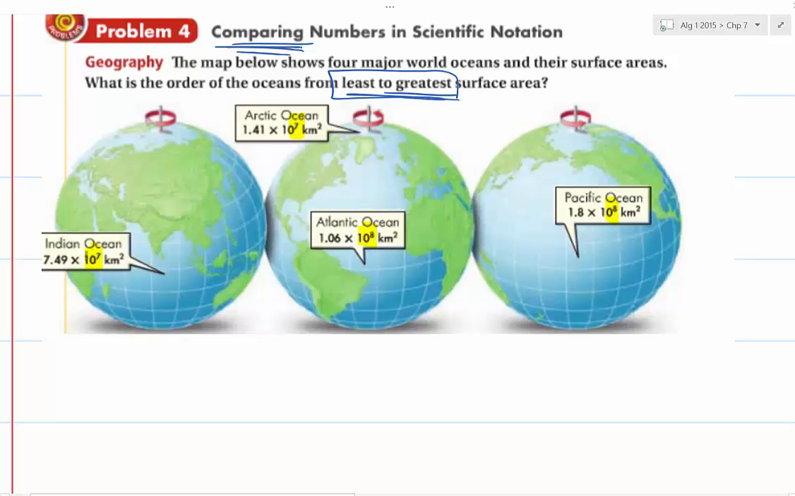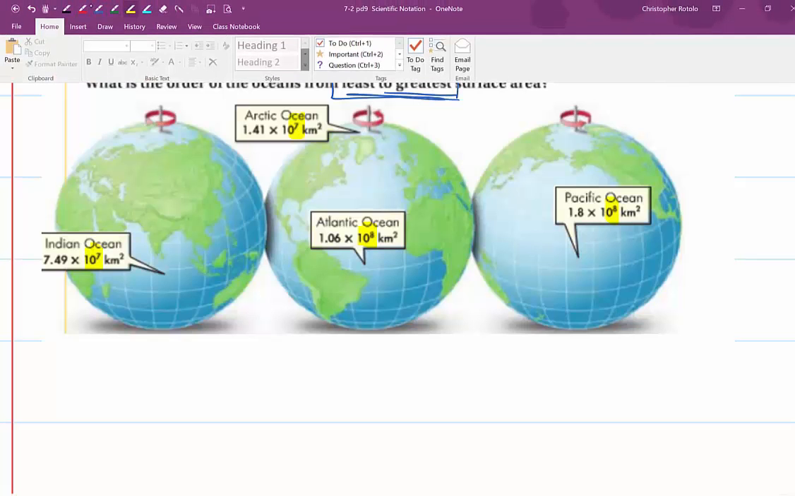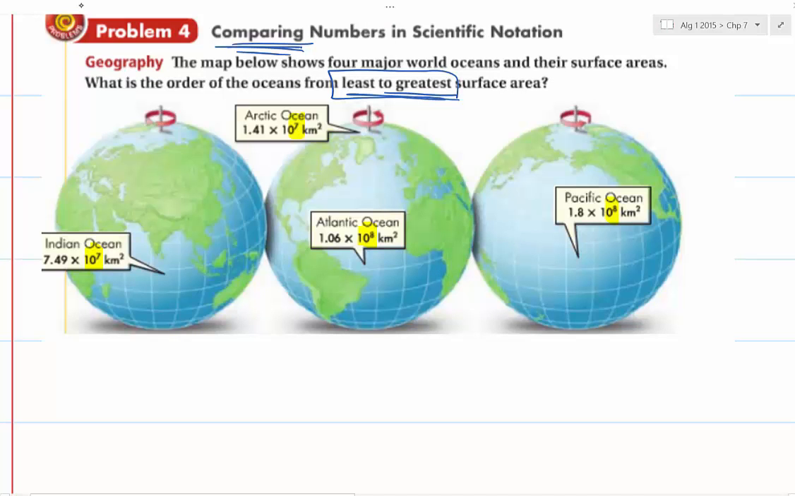So I know the Arctic and Indian Ocean have to be the smallest, because something times 10 to the 7th is always smaller than something times 10 to the 8th. Okay, so that means the smallest is going to be number 1, the Arctic Ocean, because now I'm going to compare that A value. So this must be number 2.